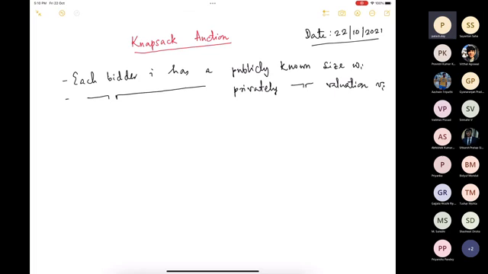Okay, and the seller has a capacity. The seller is the one who wants to decide which ads will be shown in that 5 minute slot. The seller has a capacity W. Okay, and what are the allocation vectors? Suppose there are n bidders, as usual.